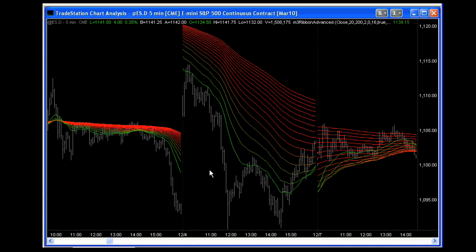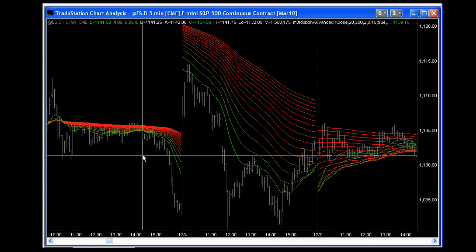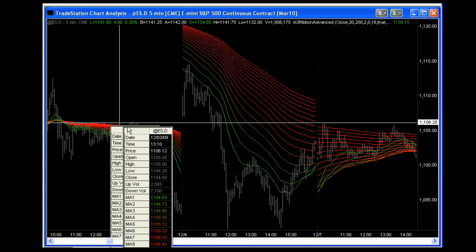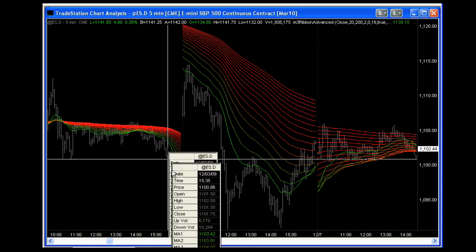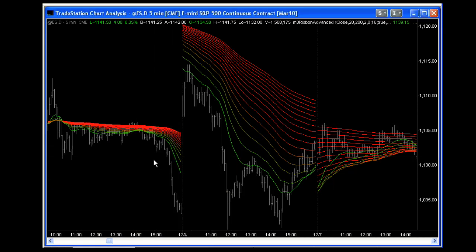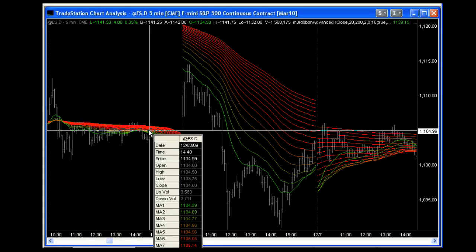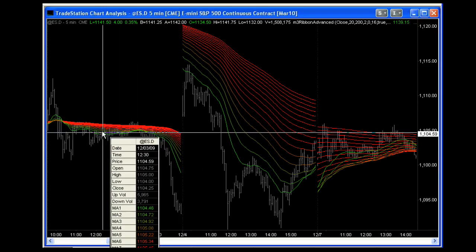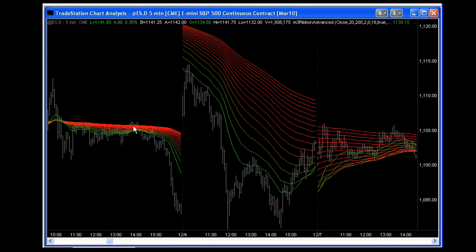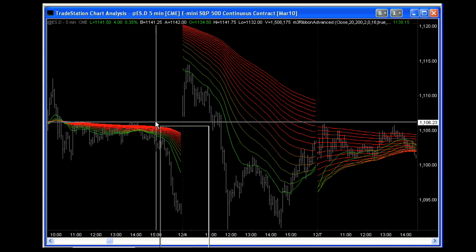So what we see here is a day. We have a nice big sell-off into the end of this day. We clearly see that we're in a downtrend since all the moving averages, the green moving averages, are stacked pretty neatly underneath the downward sloping red moving averages.